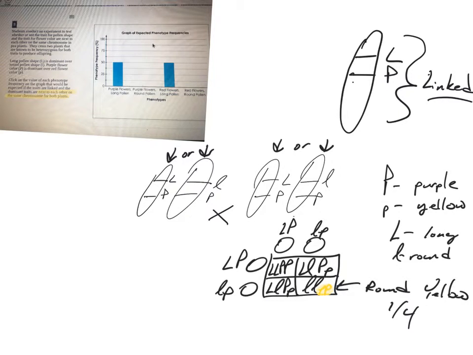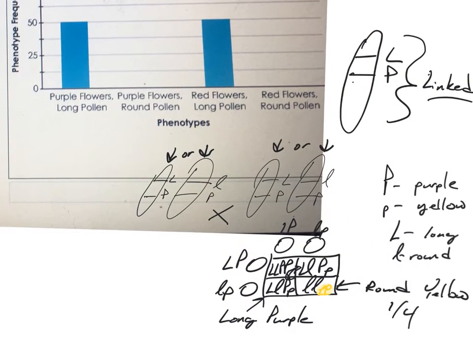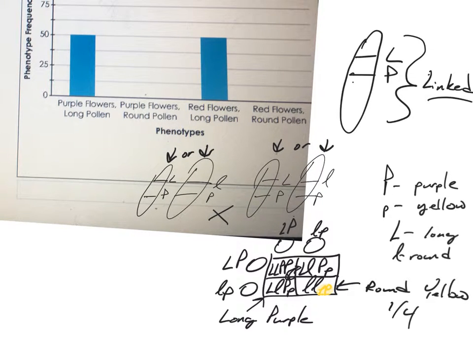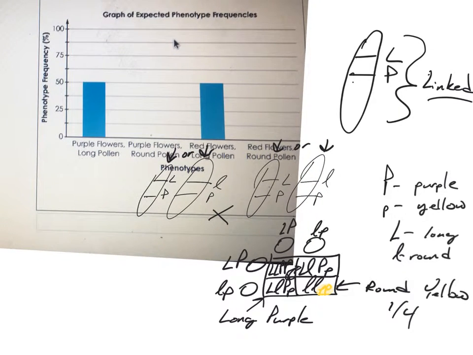Yes or no? Yes. Do you see that? 1/4 round and yellow. This one is going to be long and purple. And guess what? All three of these are going to be long and purple, aren't they? Because they all have one big L and one big P at least. So you only expect to see two possible outcomes. You expect to see purple flowers with long grain, 3/4 of them, which would mean if we're doing 3/4 of, that would be something that looks like this, right?